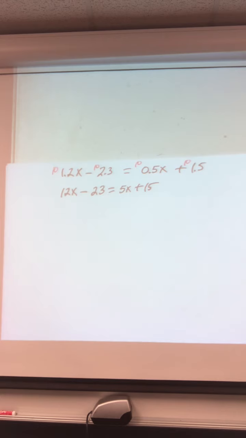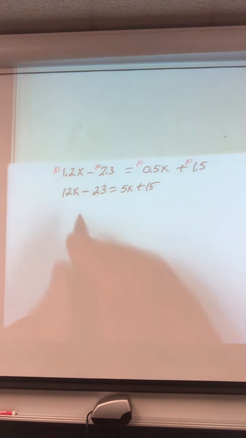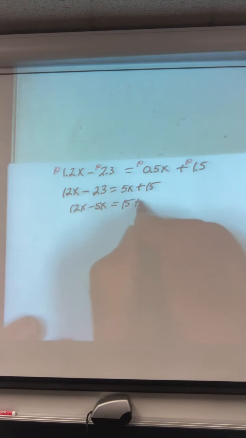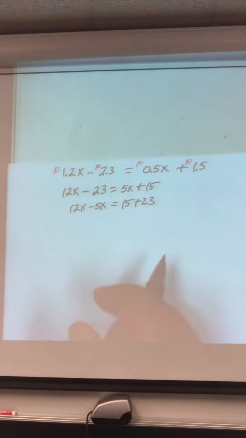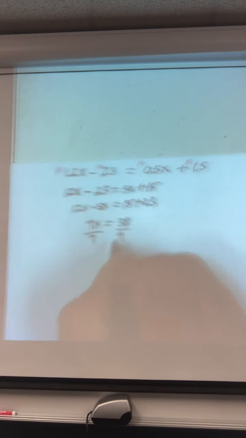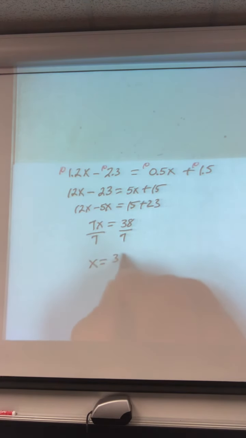So now I have an equation that has no decimals in it. There's decimals there, but they're all at the ends of the numbers. So now we're back to the two-step process. 12x minus 5x equals 15 plus 23. So this would be 7x equals 38. Then divide by 7 to get 38 over 7.